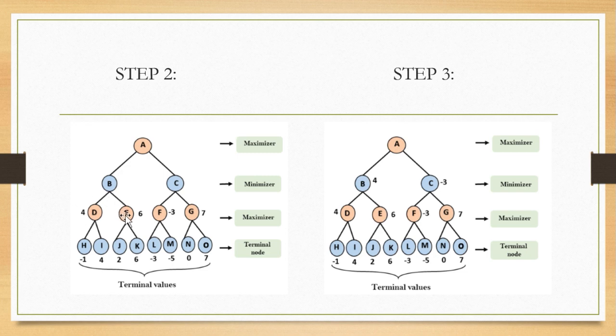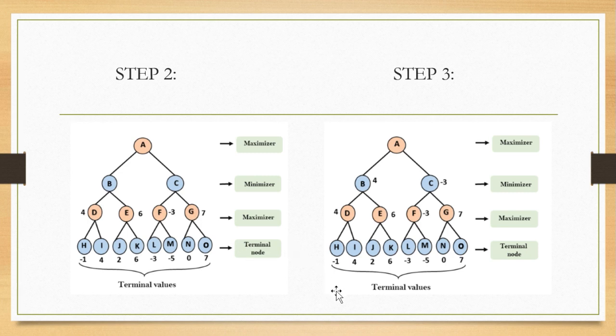Next is E. E is associated with J and K. J has the value of 2, K has the value of 6. What is the maximum value? 6 is the maximum value. We are going to update E as 6. Likewise for F. F has L and M. L has the value of minus 3 and M minus 5. So minus 3 is the maximum value. Update minus 3 for F. And here G. G has N and O, 0 and 7. 7 is the maximum value, and then update the value of 7 to G.